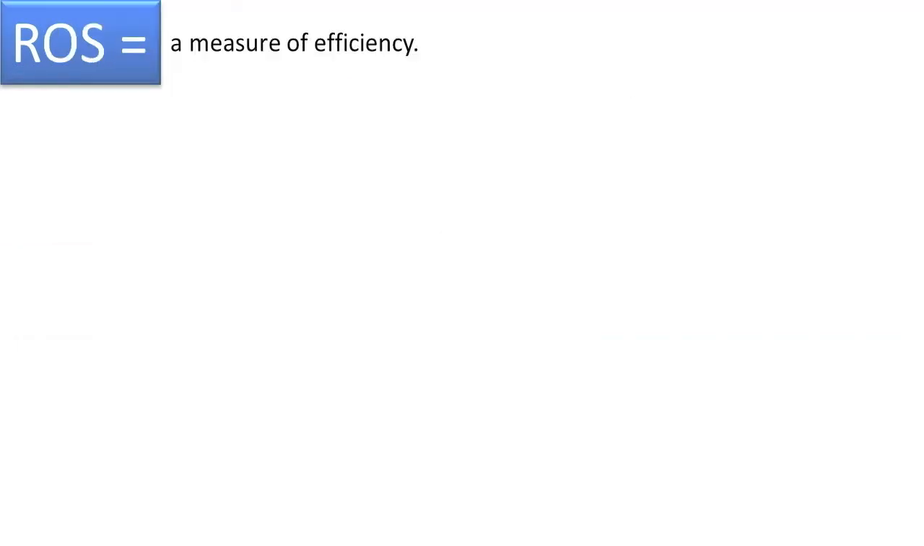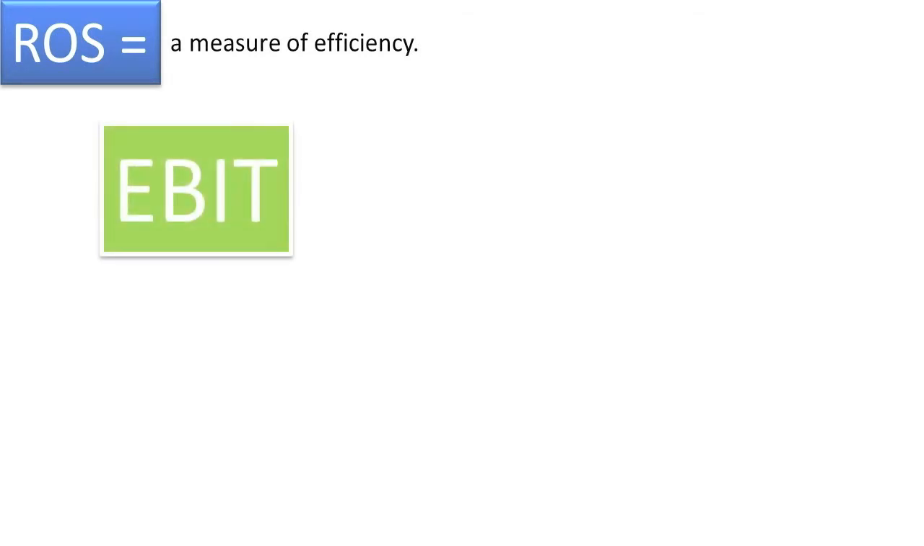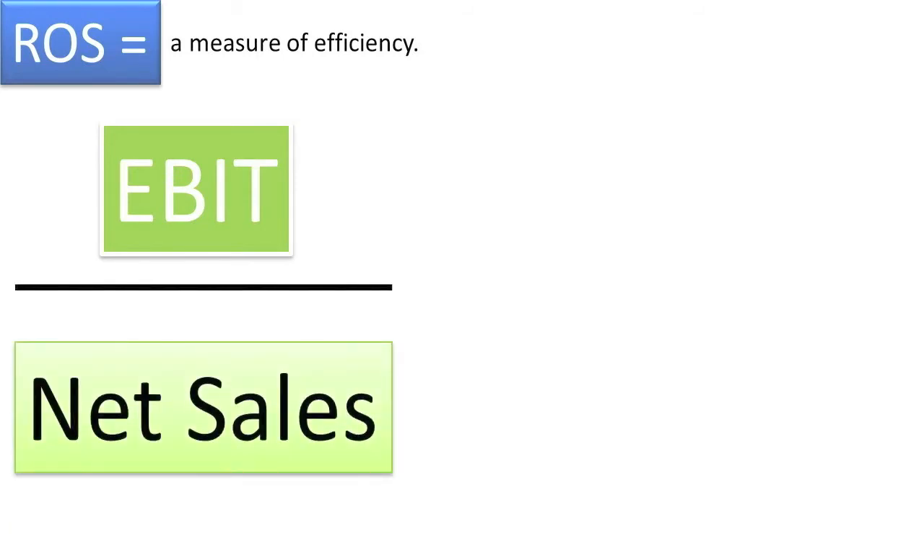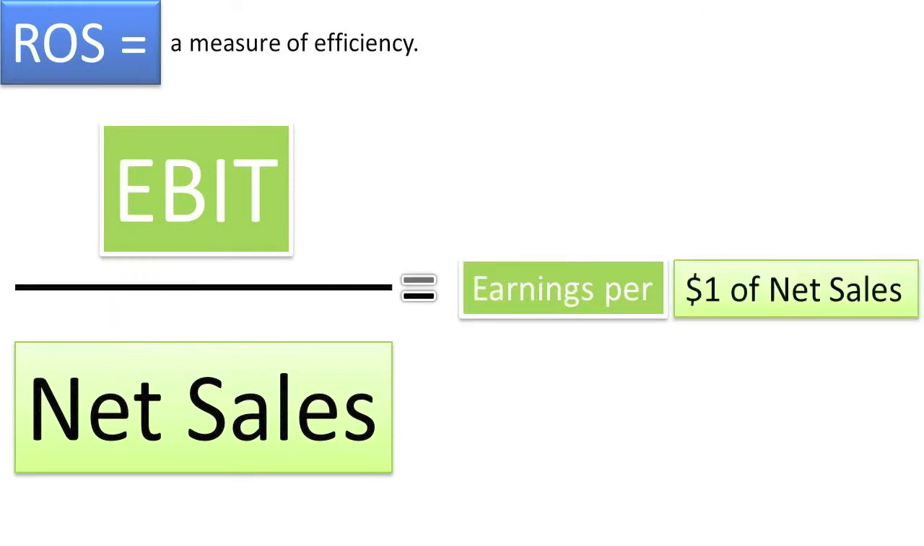The return on sales ratio is an indicator of a company's efficiency because by dividing the company's earnings, EBIT, by its sales, net sales, you obtain a ratio that indicates the amount of earnings, EBIT, the company is able to generate out of each dollar of sales, net sales.